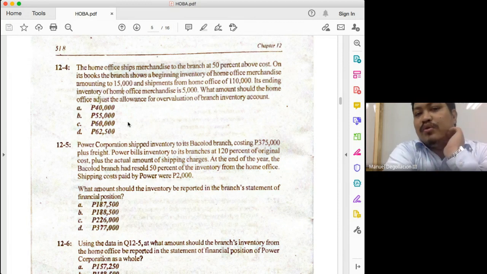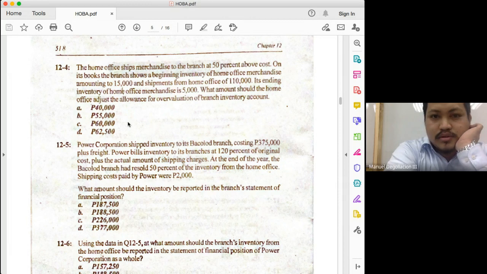Now I want us to compute for the markup on the shipments, but I don't think it's a good figure, but let's just do it still.